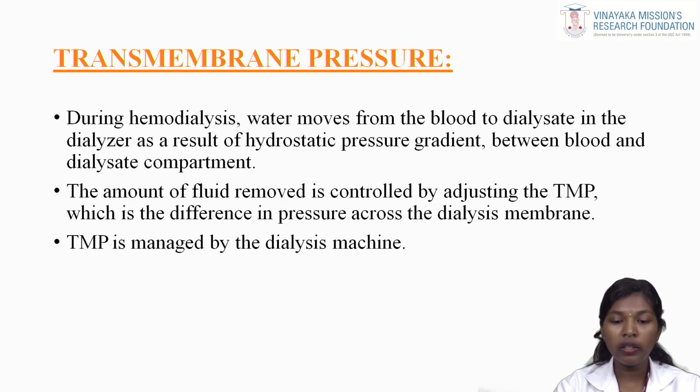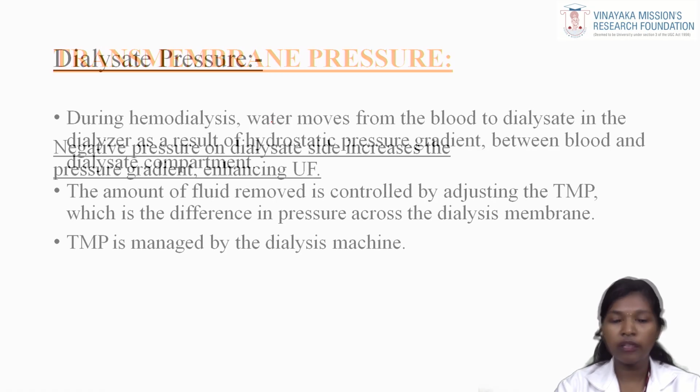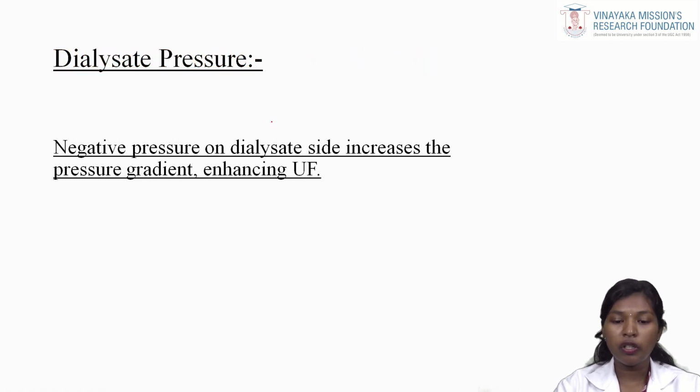The amount of fluid removed is controlled by adjusting the TMP, which is the difference in pressure across the dialysis membrane. TMP is managed by the dialysis machine; we already know that TMP is completely measured by the dialysis machine. Next, dialysate pressure. Negative pressure on the dialysate side increases the pressure gradient, enhancing the UF. When the venous pressure is going negative, it increases the TMP, which means inside the membranes there is a lot of damage and blood clot.